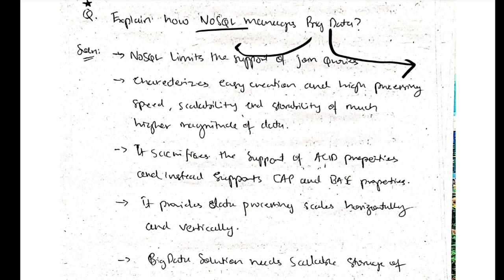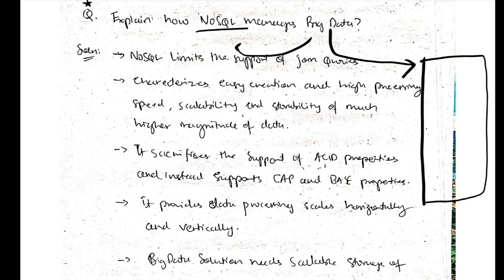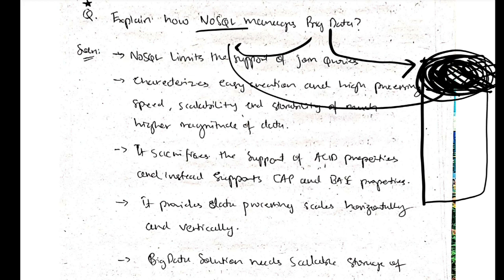Only a specific domain of big data can be managed by NoSQL. For example, this is the whole domain of big data, and a small part of the big data can be managed by NoSQL. Now what is that domain? That is the exam type of question that could be asked. You have to explain what the needs are here and how those needs are fulfilled by NoSQL.